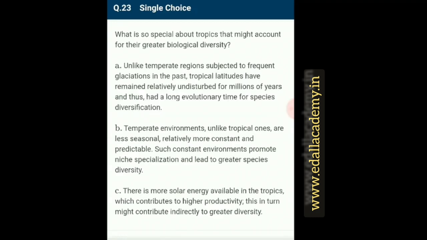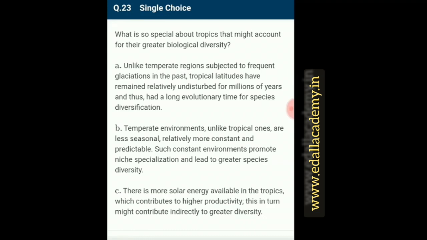Question number 23. What is so special about the tropics that might account for the greater biological diversity? The region near the middle of the earth between the Tropic of Cancer and the Tropic of Capricorn is considered the tropic region. This region receives the most amount of solar energy, which leads to better productivity and higher species diversity. Also, the seasonal variations in such regions are low and the environment mainly remains the same, supporting high species richness and promoting niche specialization. Species area relationships show a rectangular hyperbolic function. Temperate regions include the subtropics and polar circles.